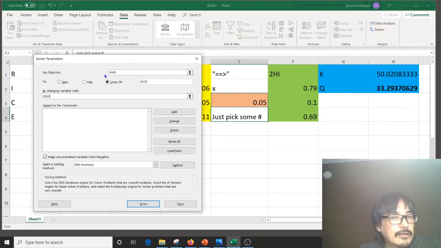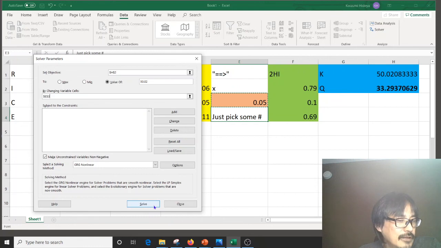Did you follow what I did? So right here, I want this value to change to 50.02, which is the value of K right here, by changing that guy right here. So in other words, I'm modifying the value of x. I'm telling the computer to look for this number that will make this Q equal to this guy.